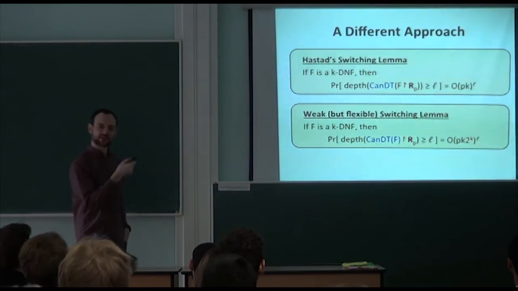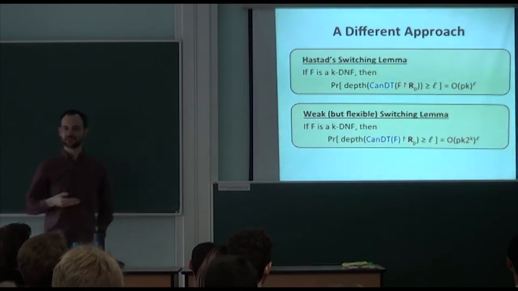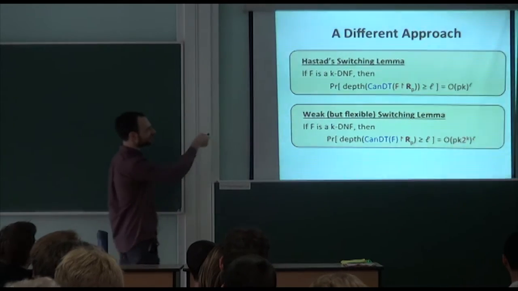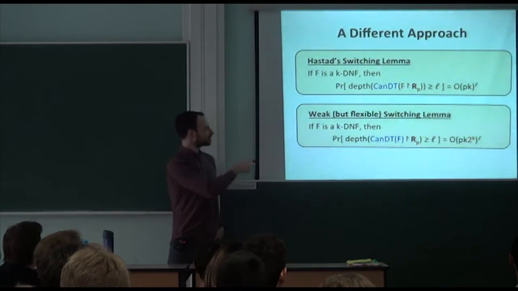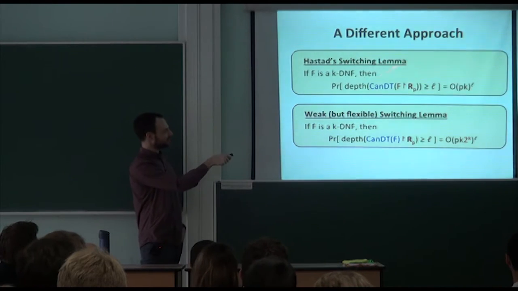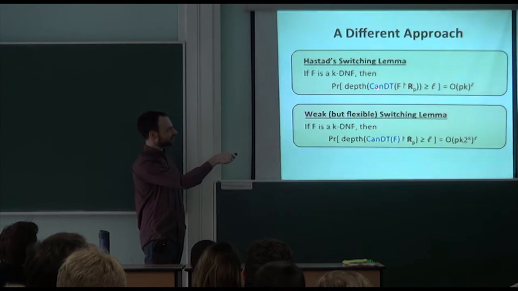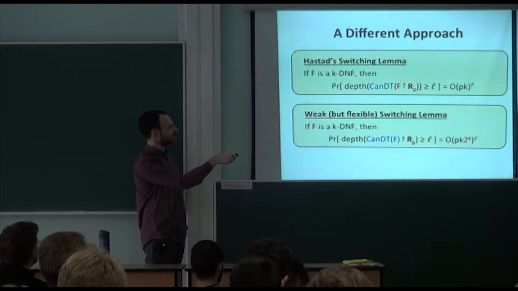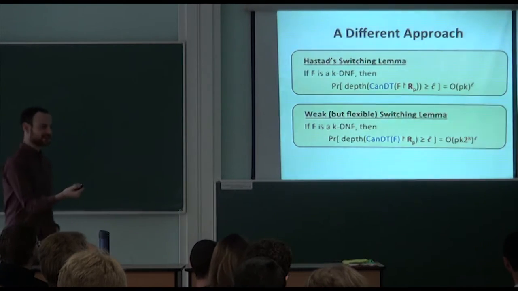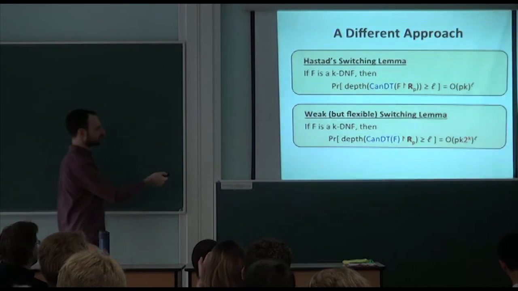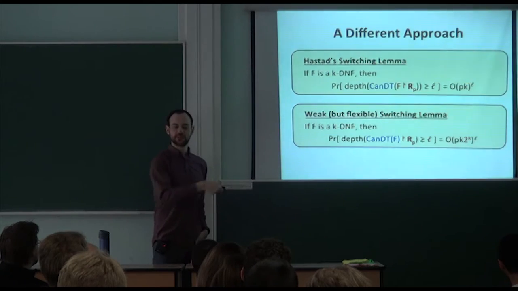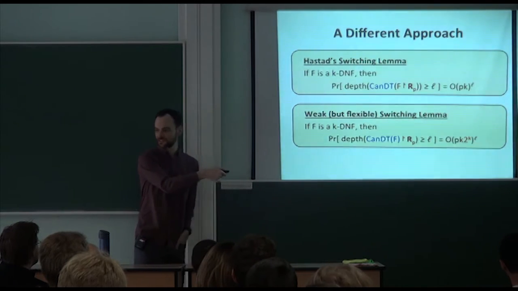So now I'm going to talk about some more recent work, and it's predicated on a new approach to the switching lemma. So here's a restatement of Hastad's switching lemma. It's a bound on the canonical decision tree of a KDNF when you hit it with a random restriction. What I'm going to be talking about now is a weaker switching lemma, but one which is more flexible, that we'll be able to generalize in some interesting directions.